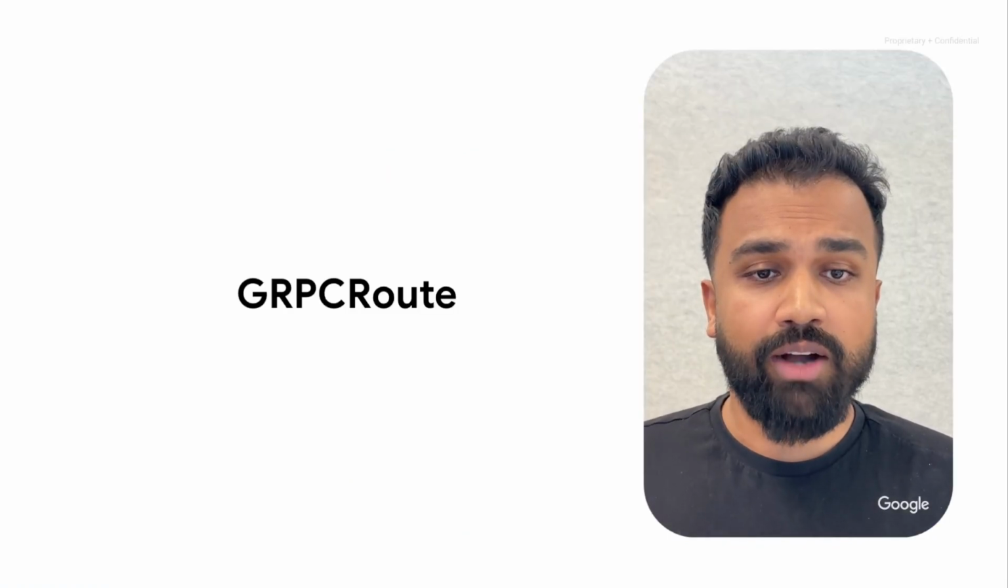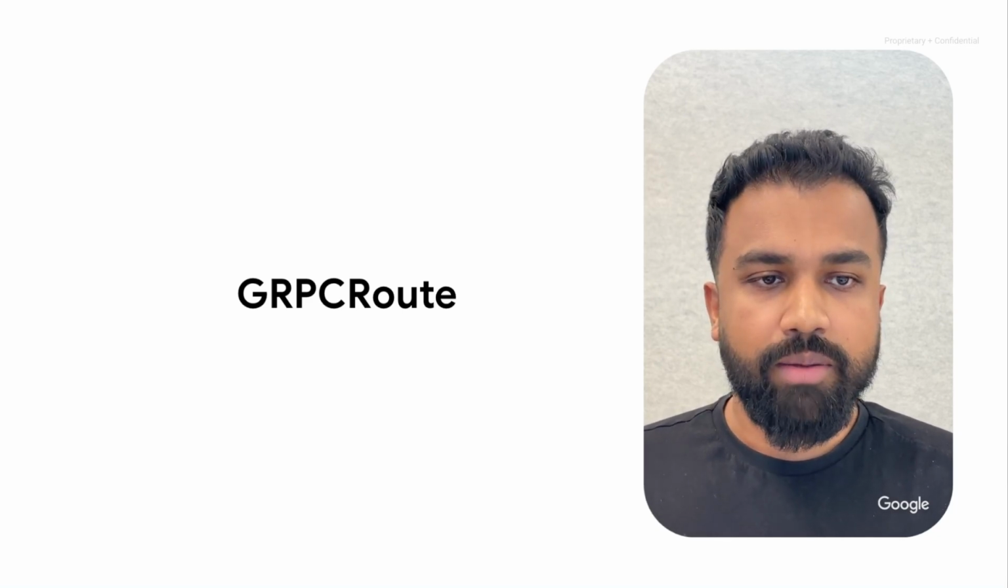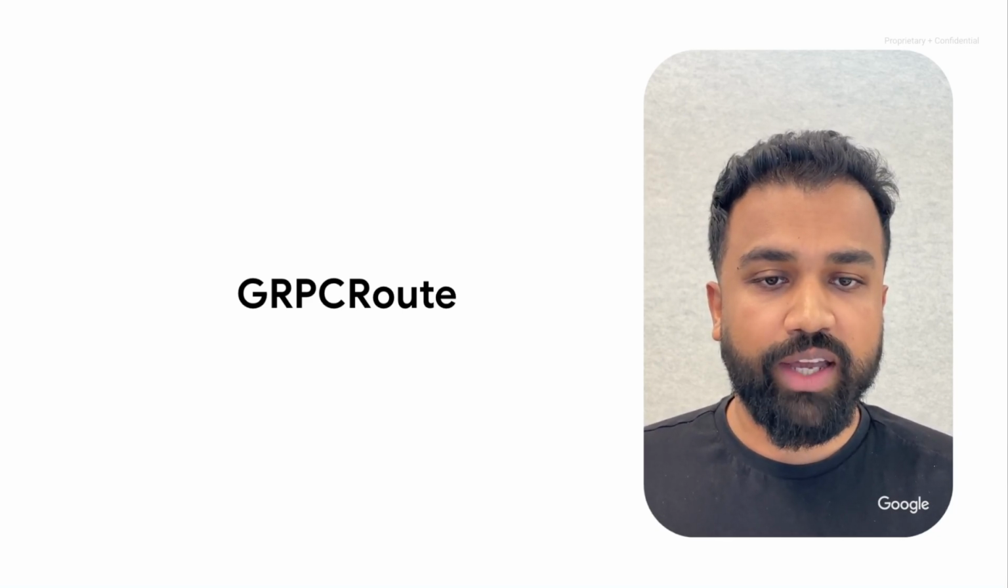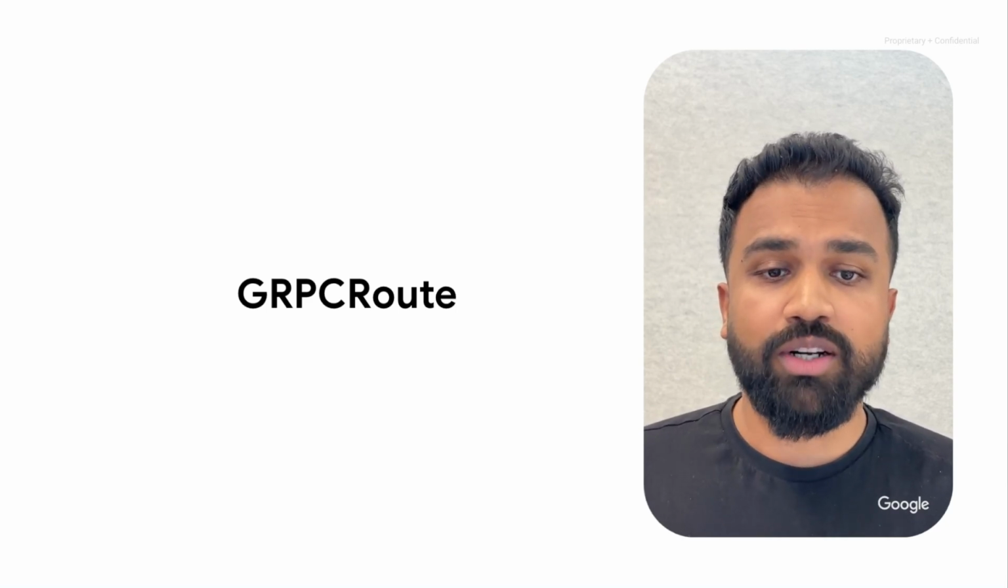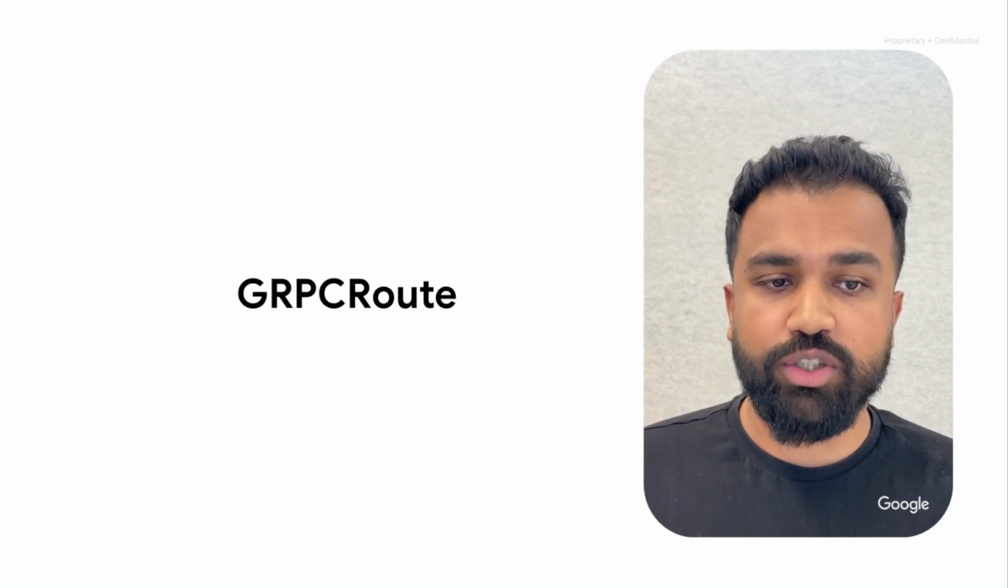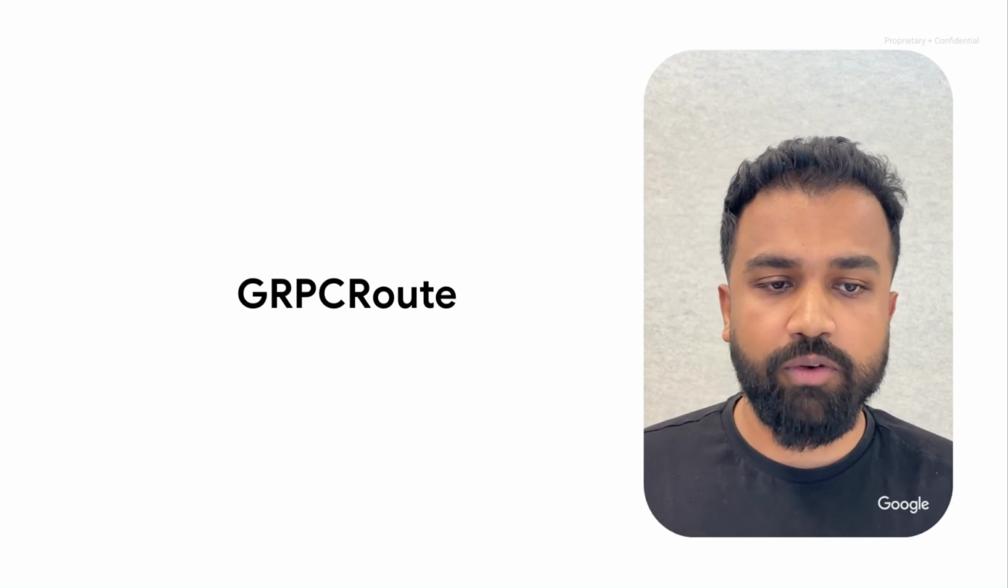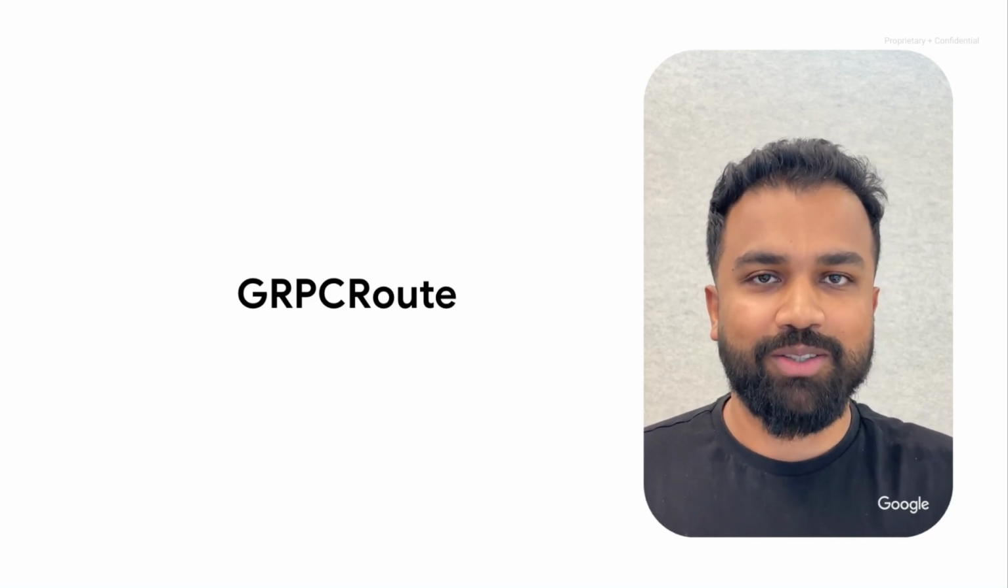So, we have covered how the Gateway API handles both external and internal traffic, providing a unified and powerful way to manage networking in Kubernetes. Now, let's focus on a specific resource that truly showcases this power for gRPC workloads, the gRPCRoute resource.